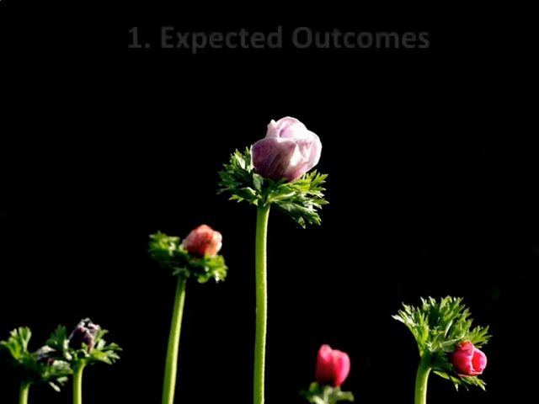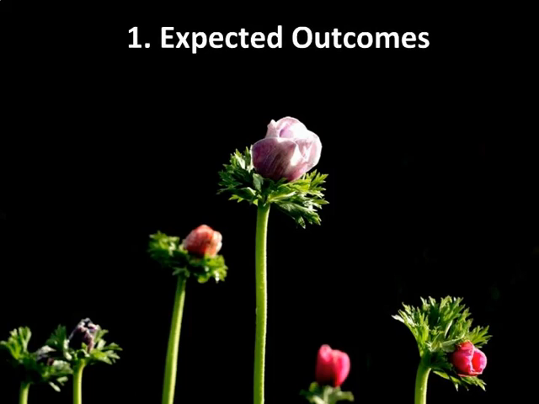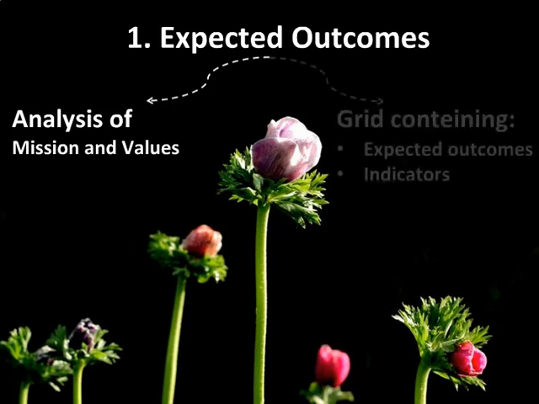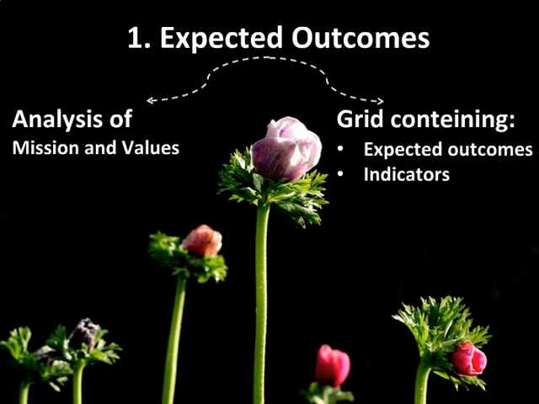The first phase consists of identifying a series of expected outcomes. In this phase, all the information about the organization's structure, its mission and values must be analyzed. The definition of a grid containing the expected outcomes and their indicators represents the starting point of the learning need analysis.